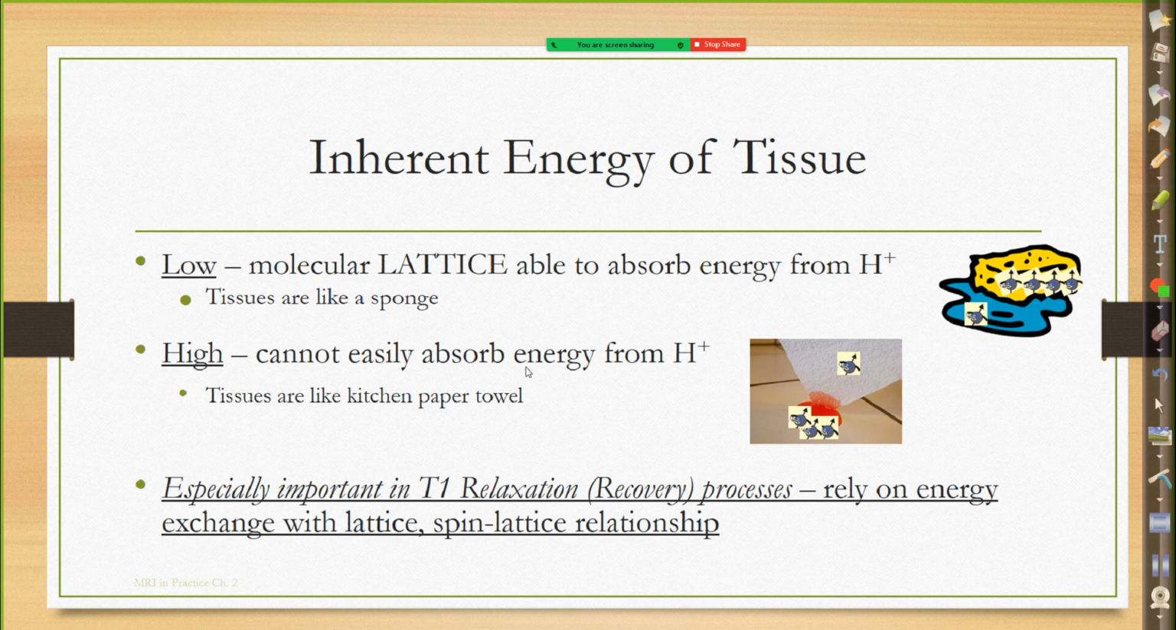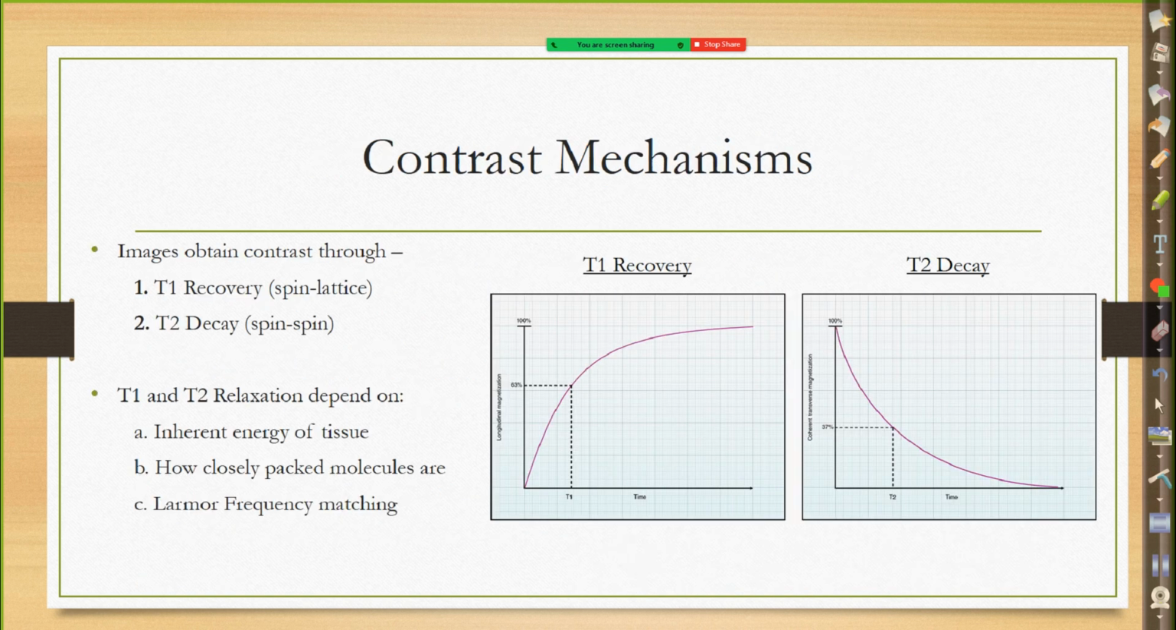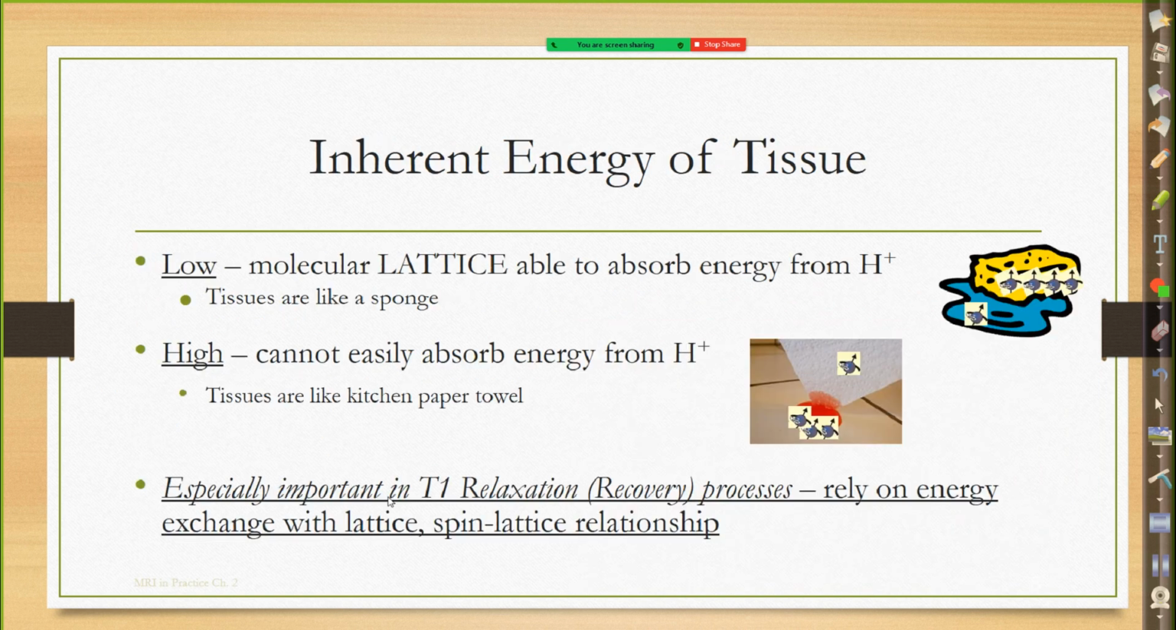So not as easily absorbed from our hydrogen spin. So then the hydrogen spin retains more energy, so it has high inherent energy. So when we start talking about lattice, remember that is related to T1 relaxation, because remember we had another name for T1 recovery, which was spin-lattice. So this is especially in T1 relaxation or recovery processes, which rely on energy exchange with the lattice. And that's where we get that spin-lattice relationship.